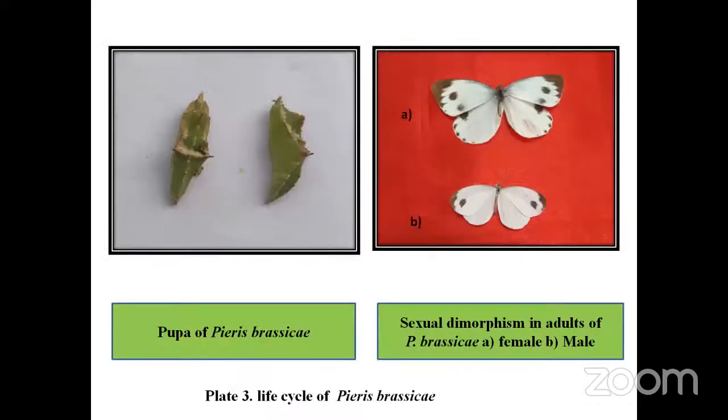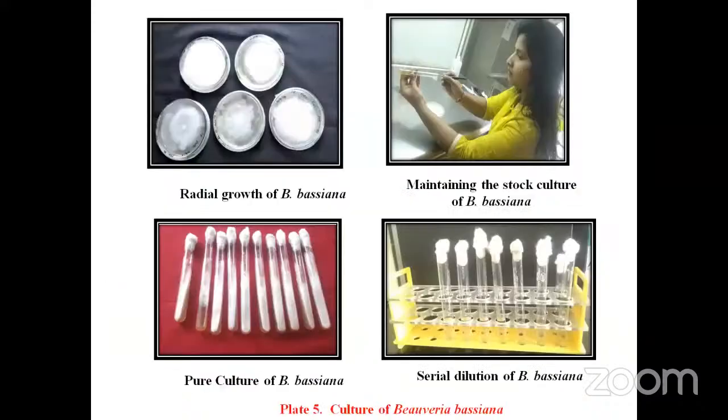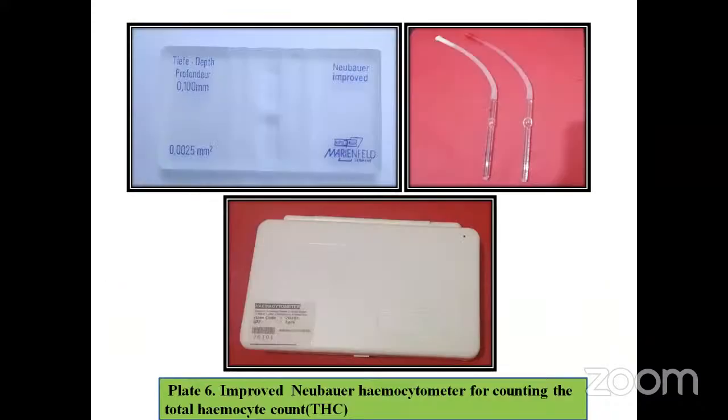Here we can see the pupa and adults. We can observe sexual dimorphism: females have 2 black spots on each forewing, while males have only 1 black spot on each forewing. And this is the preparation of Beauveria bassiana solution. After that, the culturing of Beauveria bassiana.